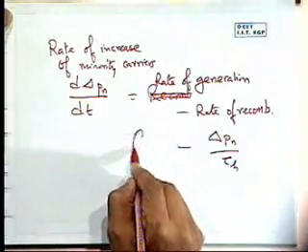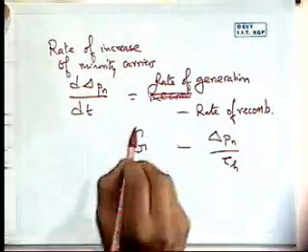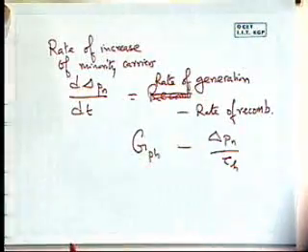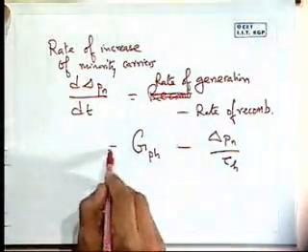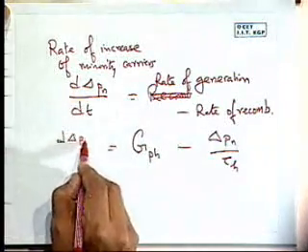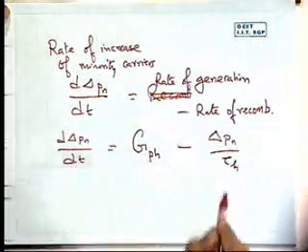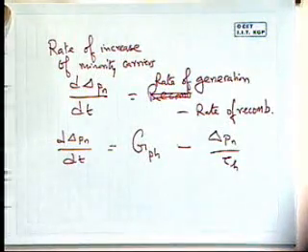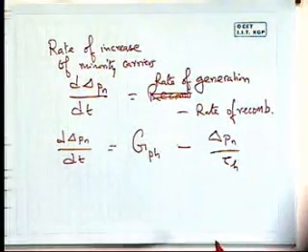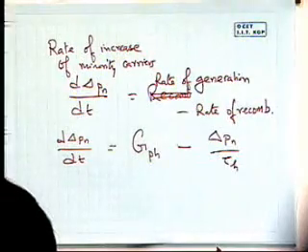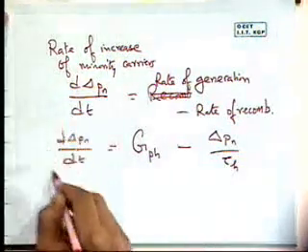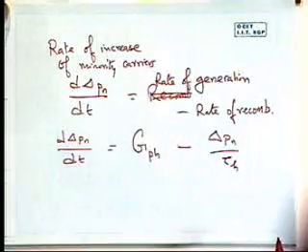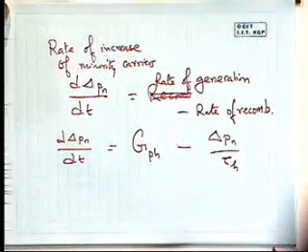So if we write the rate of generation, which is related to how strong that illumination is and so on, as Gph, then we will get that d delta Pn by dt is equal to Gph minus delta Pn by tau h. So if this is 0, if it's steady state, that means the rate of generation will be equal to the rate of recombination.